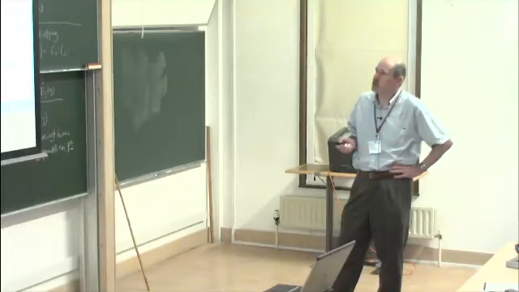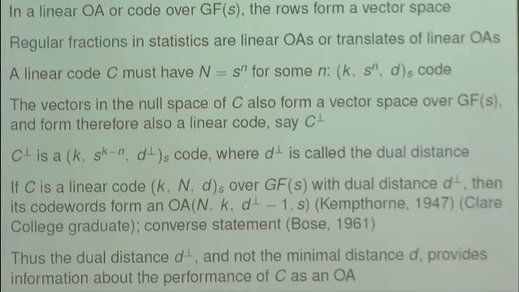Now, of course, if you have a linear code, then you must have that the number of rows is a power of the number of symbols, of s. And so it's going to be a code that is of this form, where this is the number of columns, this is the number of rows, this is the minimal distance, and this is the alphabet size.